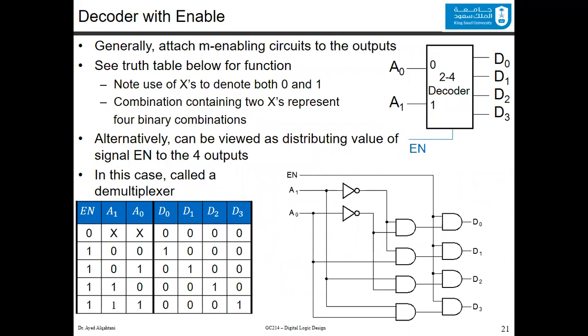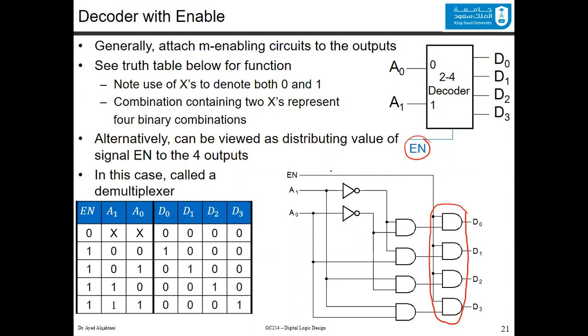Now we discussed the idea of the decoder. We will add an enable line to the decoder. If, for example, we have a 2 to 4 decoder and we wanted to add an enable line, this will be the equivalent of adding another 4 AND gates before the outputs. Those AND gates will be tied to the enable this way.